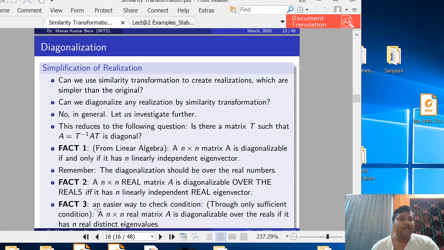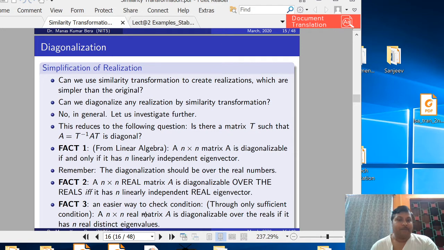Now, an easier way to check the condition is through a sufficient condition: an n by n real matrix A is diagonalizable over the reals if it has n real distinct eigenvalues. So this is the condition you can remember. If you remember fact 3, then it is fine. In GATE also I have seen this kind of multiple choice question, about when the diagonalization process is possible.